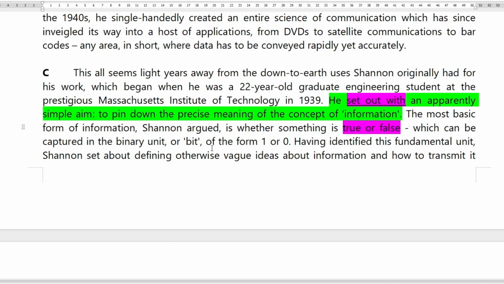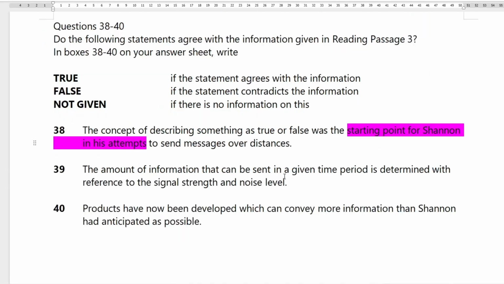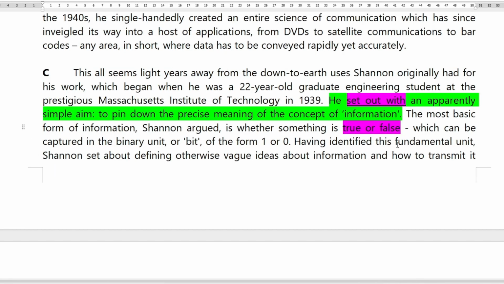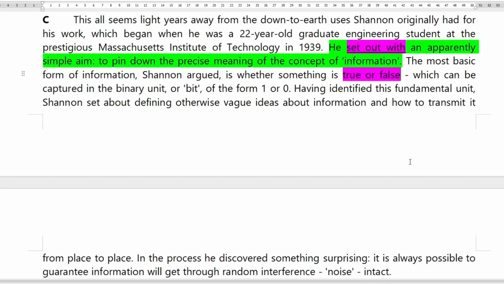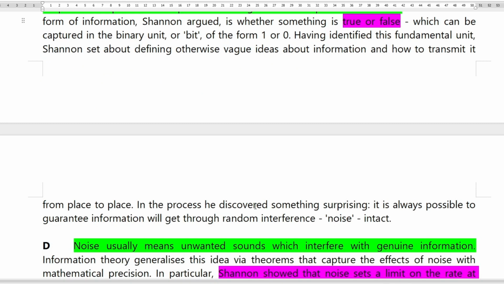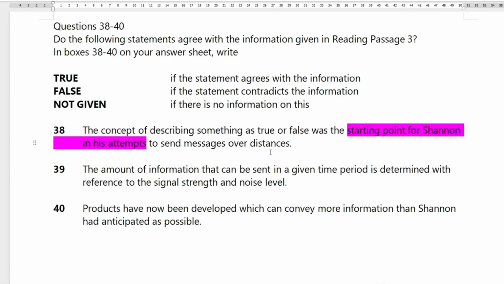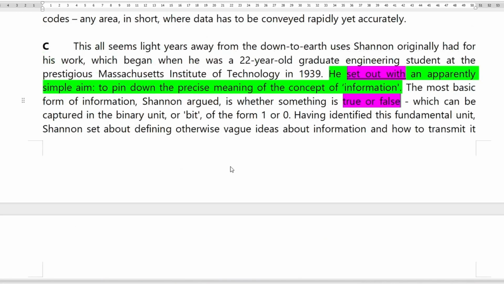The most basic form of information, Shannon argued, is whether something is true or false, which can be captured in the binary unit or bit, of the form 1 or 0. Having identified this fundamental unit, Shannon set about defining otherwise vague ideas about information, how to transmit it from place to place. In this process, he discovered something surprising. It is always possible to get information through random interference, noise, intact, so like over distances.